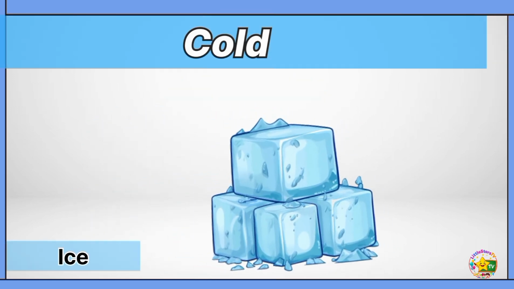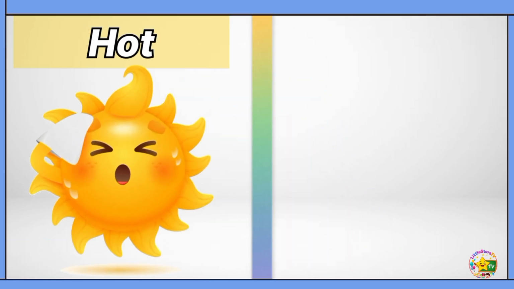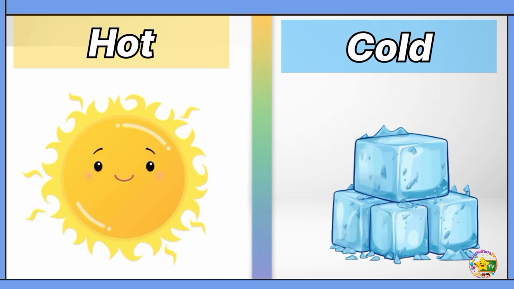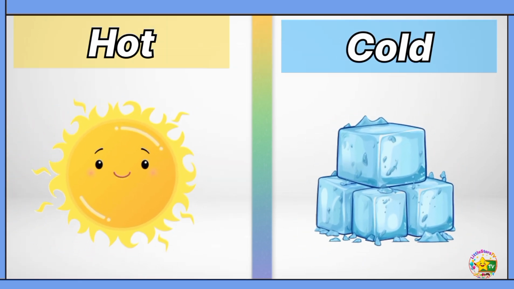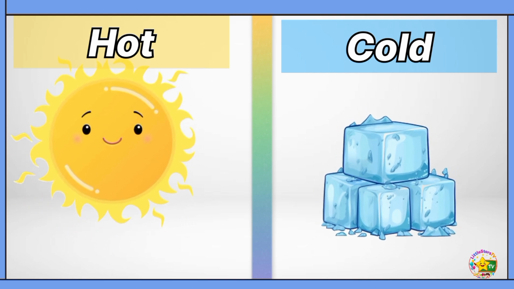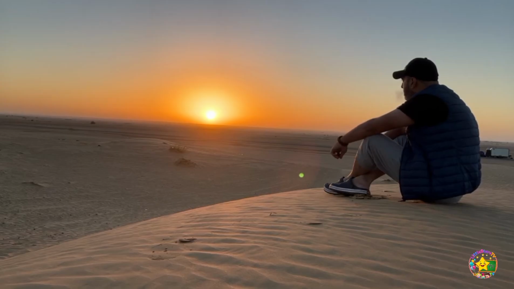Hot sun and cold ice. This is hot, hot, hot. This is cold, cold, cold. This is a hot sun. And this is a cold ice.